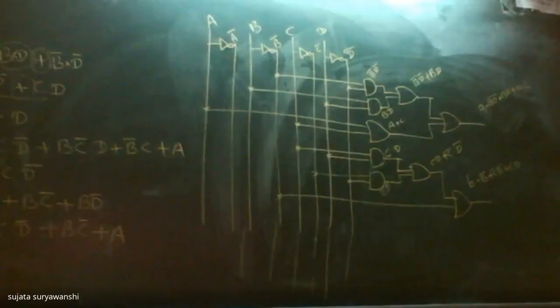What is the equation of C? Tell me. What is the equation of C? Yes. C is equal to B plus C complement plus D.